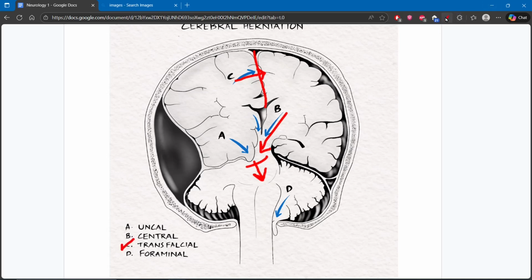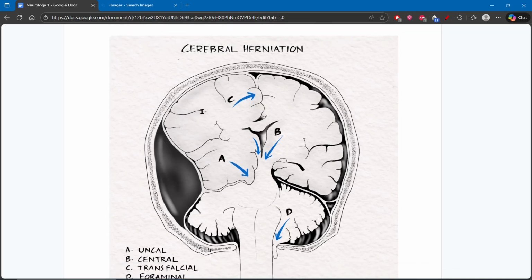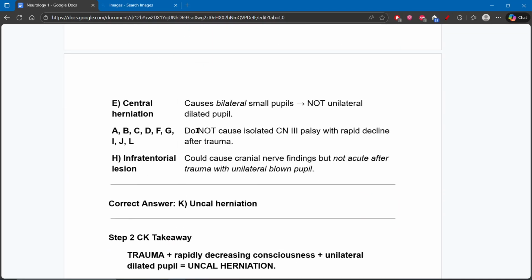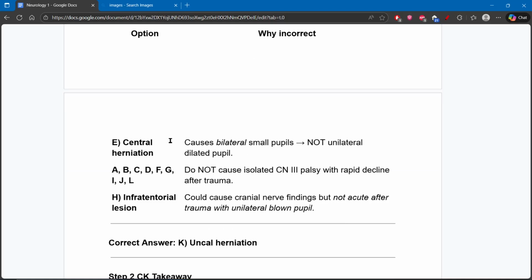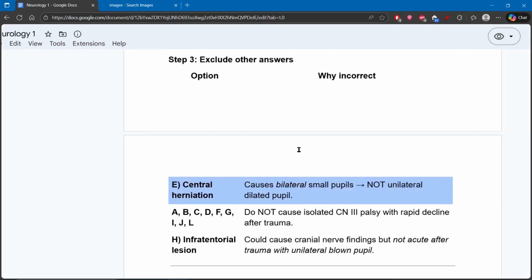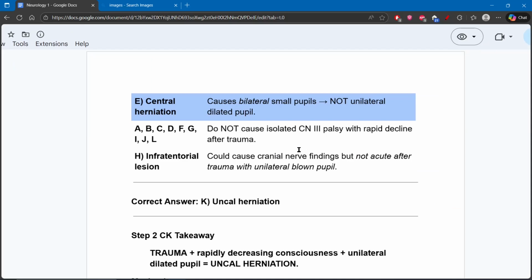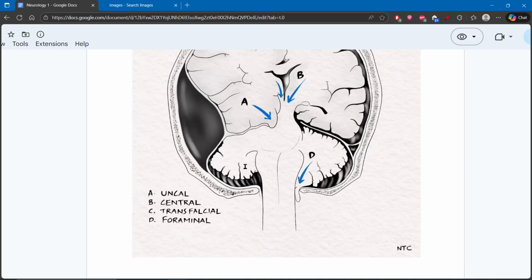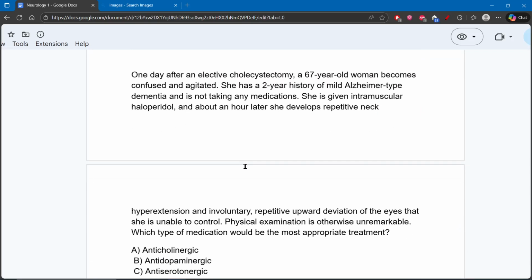Now, most of these herniations give a similar presentation. It's not that there is a different presentation altogether. But at this level, what you need to understand is that you need to know the uncal herniation presentation, which we have done, and you need to know the central herniation presentation, which we have also done. Infratentorial is not really that important. So I hope this is clear. Moving on.